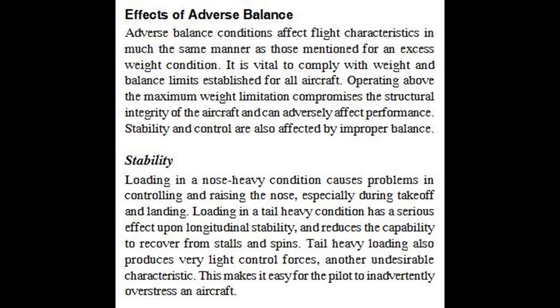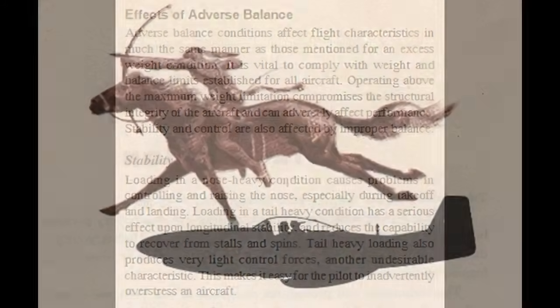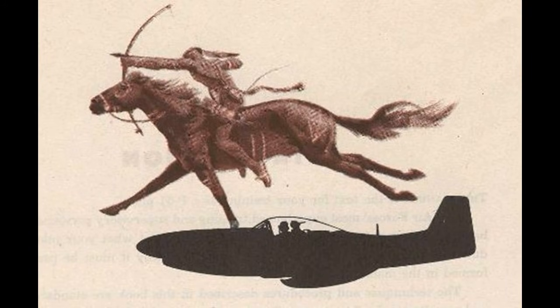Now, if the CG moves too far aft, the plane will become unstable in pitch and difficult to control. It may also become impossible to recover if stalled or spun. Now, most World War II fighters are built so that the plane will be controllable throughout the entire allowable CG range. One exception is the P-51 Mustang, the later ones.